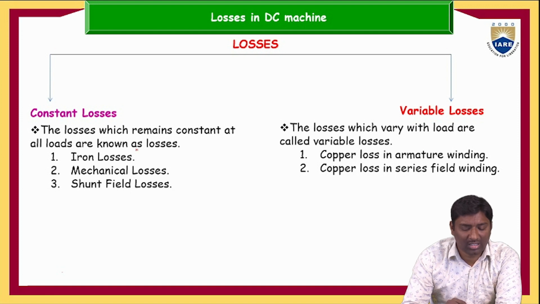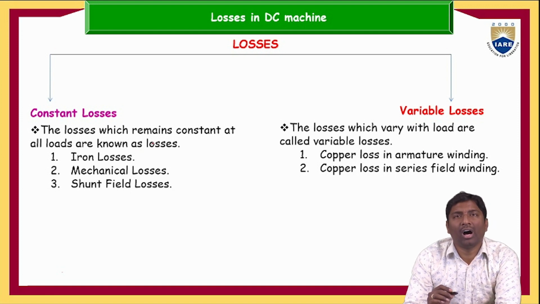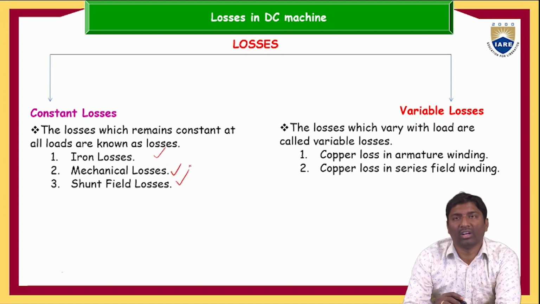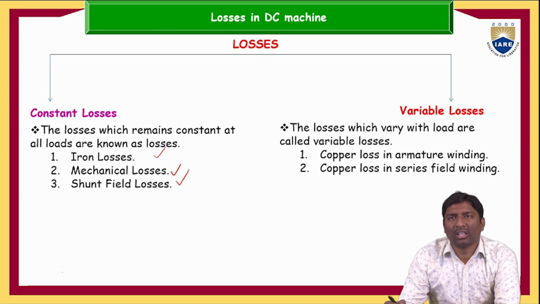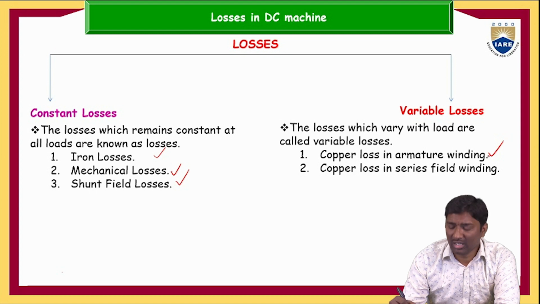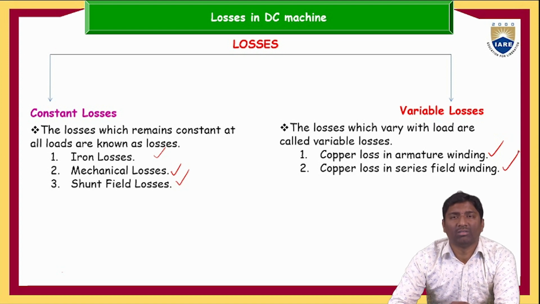The constant losses, which remain constant at all loads, are what I am calling constant losses. The constant losses are mainly three types in the case of the DC machine: iron losses, mechanical losses and shunt field losses. And the variable losses are the losses which vary with load. The variable losses in a DC machine are copper losses in the armature winding and copper losses in the series field winding.